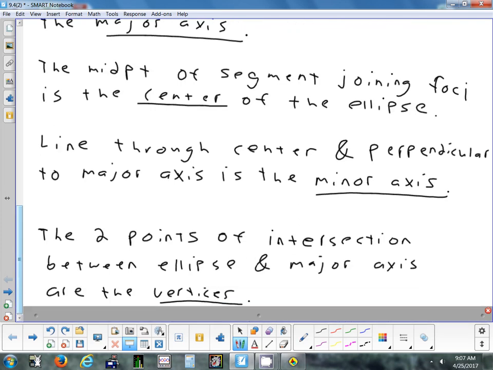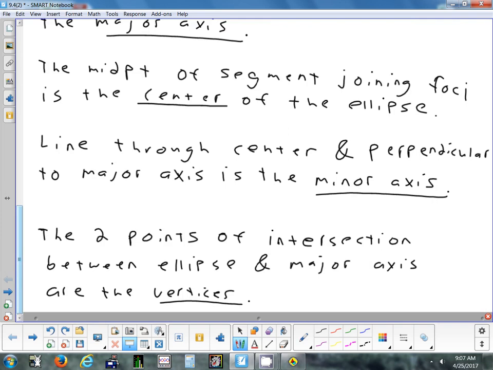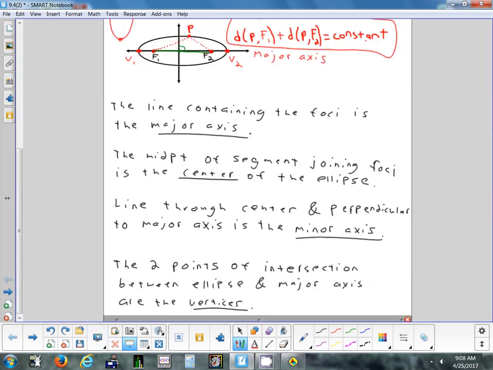Okay, and the last thing I labeled in the picture were the vertices. And to describe it accurately, rather than saying like it's the point furthest left and right, you could say it's where the major axis crosses the ellipse. So if I just scroll up a little bit, V1 and V2, it's where the major axis crosses the ellipse.